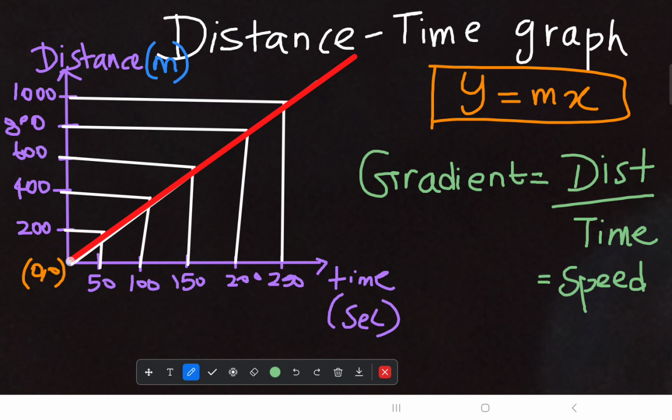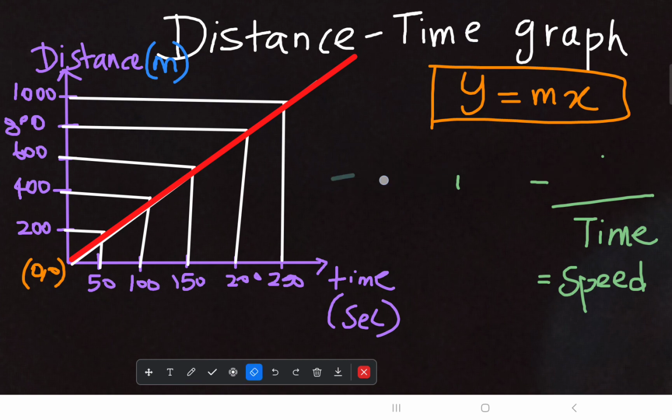That means this straight line gives you the motion. Motion means a moving object. At the start, it is at the 0, 0 coordinate. Then within 50 seconds, it travels 200 meters. Similarly, within 100 seconds, it travels 400 meters. So this object is in motion. These are the important features of this distance versus time graph.